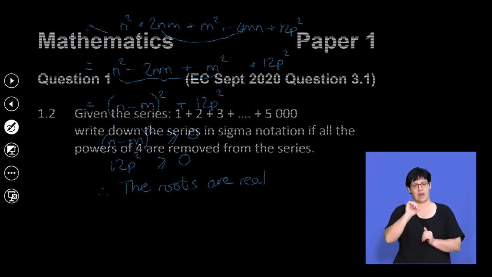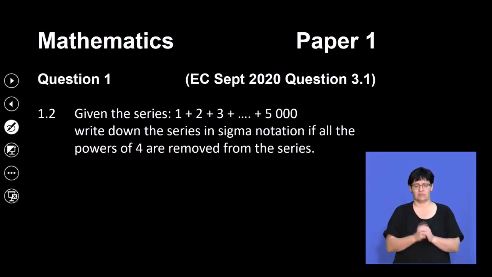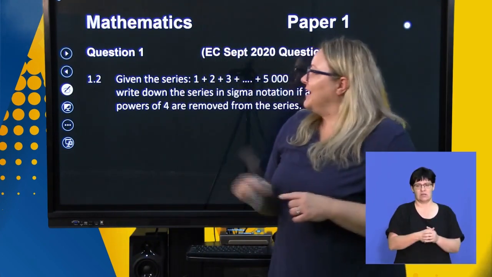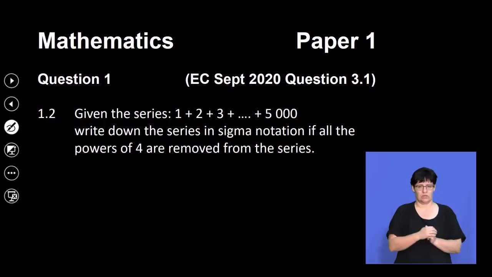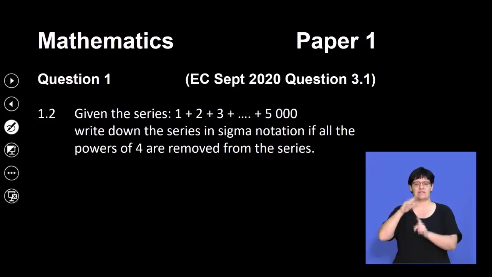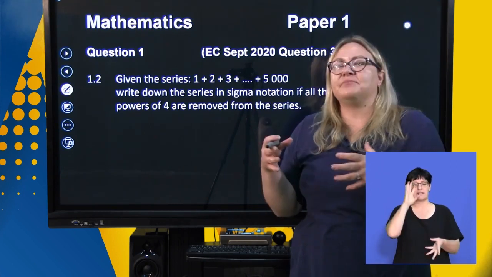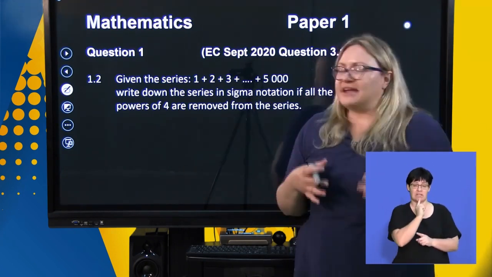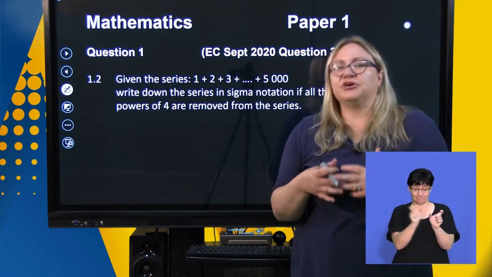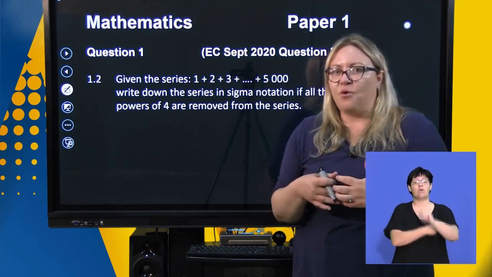Okay, let's go on to the next page. All right, so this is a question about sequences and series, and let's read it together. 1.2. Given the series 1 plus 2 plus 3 plus and so on, all the way up to plus 5,000, write down the series in sigma notation if all the powers of 4 are removed from the series. Okay, so we're going to have to do this in two parts. We're going to have to find the sum of the first 5,000 natural terms, and then from that, we're going to have to subtract all the powers of 4.